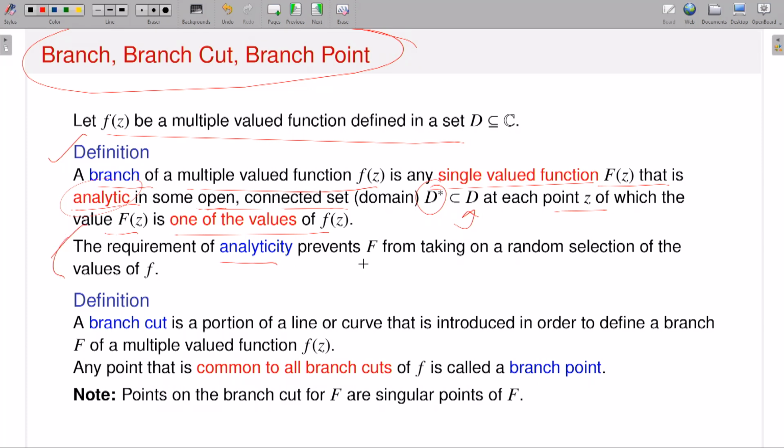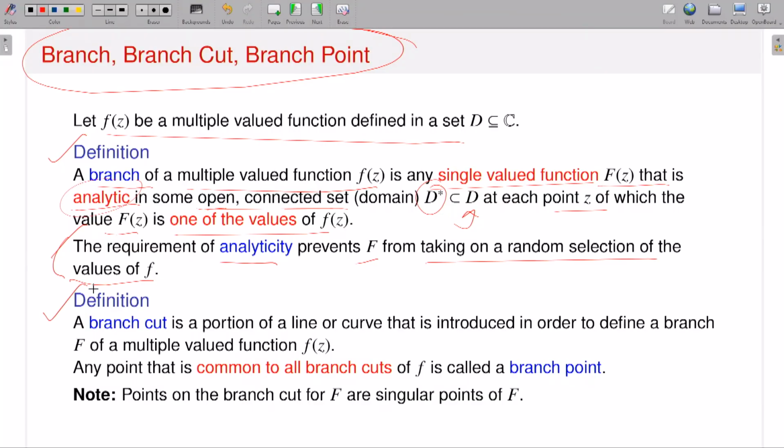The requirement of analyticity is very important. It prevents capital F from taking random selections of values of f. So you have to select, like for example, small log. From small log you can have capital log, so I can define what is called the principal logarithm using capital Arg of z. But to talk about analyticity, I cannot take the whole complex plane minus 0; I have to take out the slit. If I take out the slit, the negative real axis including the origin, there my function is analytic. Therefore capital log, or the principal logarithm, is a branch of small log.